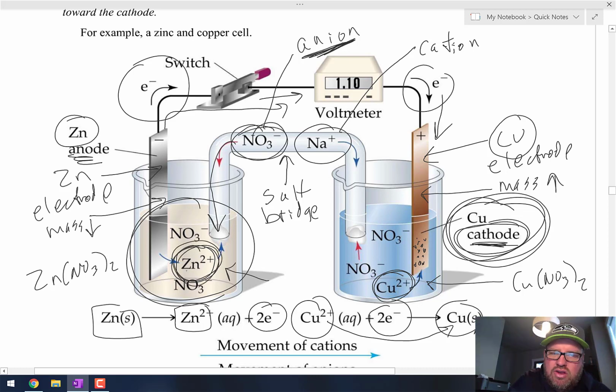Because you're starting to increase that positive charge. You've got to keep those solutions electrically neutral in order for this reaction, for these electrons to continue to flow. So same thing over here.